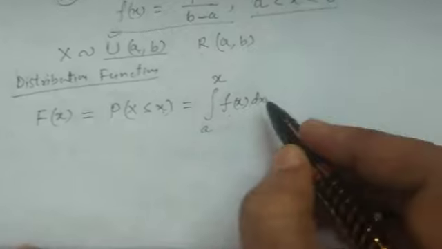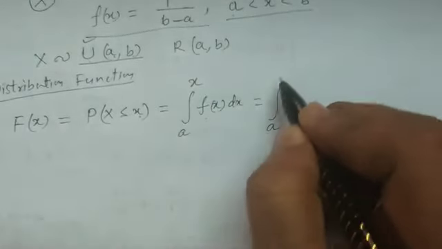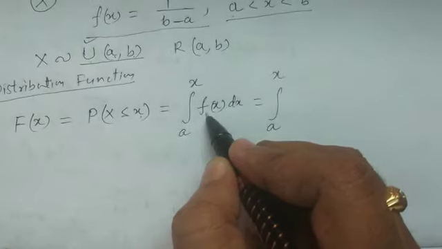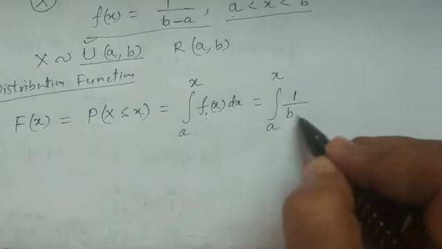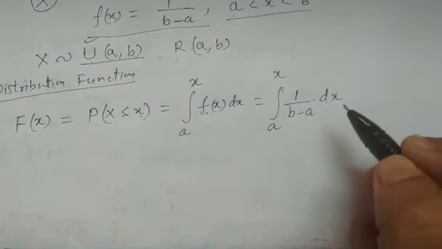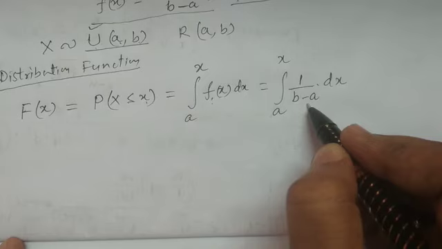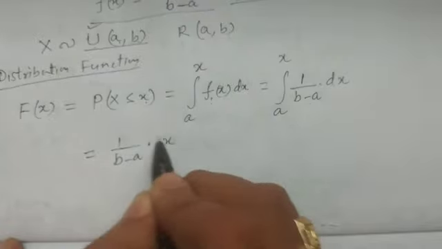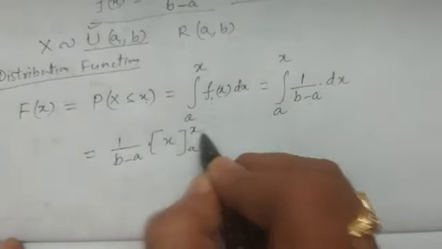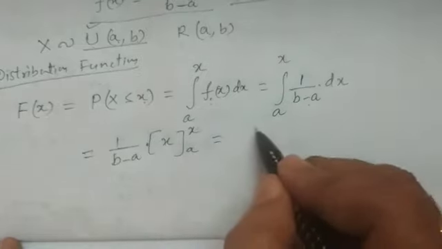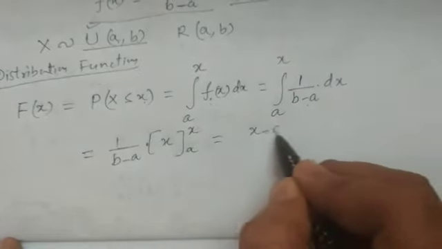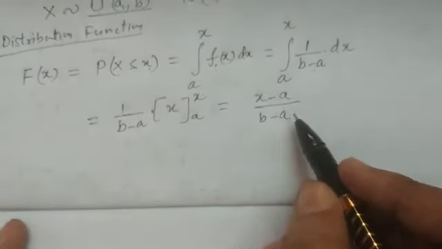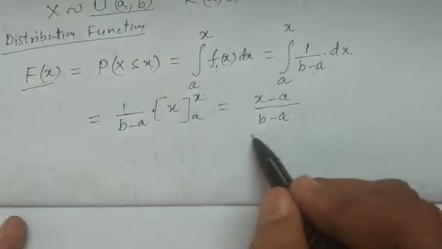What is f of x? I specify here the integral from a to x of f of x, the probability density function of rectangular distribution or uniform distribution, which is 1 by b minus a dx. 1 by b minus a is a constant, therefore the integration is 1 by b minus a multiplied by x between the range a to x. If you substitute upper limit x and lower limit a, minus a divided by b minus a. So the uniform distribution function is x minus a by b minus a.